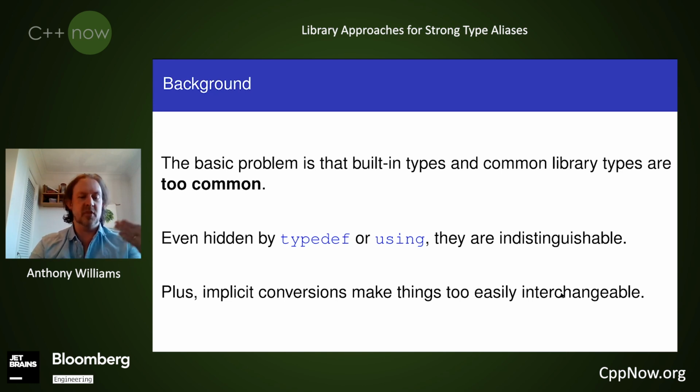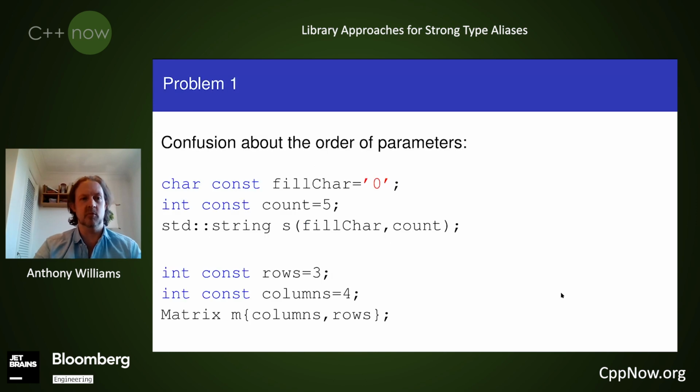So let's look at some concrete examples of these particular problems. One of them is potential confusion about the order of parameters. This first one here is the standard string constructor. I want 5 zeros in my string. So I'm going to say, here's my 0 that I'm going to pass, and I want 5 of them. The compiler will merrily compile this, and it will not give you 5 zeros. It will give you a bunch of character 5, and quite how many depends on what the exact value of 0 is in your character set. If it's ASCII or UTF-8, then that's probably going to be 48.